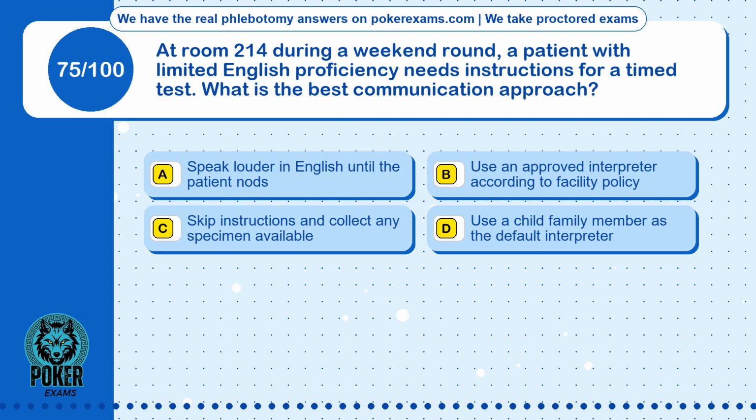Question 75. At room 214 during a weekend round, a patient with limited English proficiency needs instructions for a timed test. What is the best communication approach? Option A. Speak louder in English until the patient nods. Option B. Use an approved interpreter according to facility policy. Option C. Skip instructions and collect any specimen available. Option D. Use a child family member as the default interpreter.